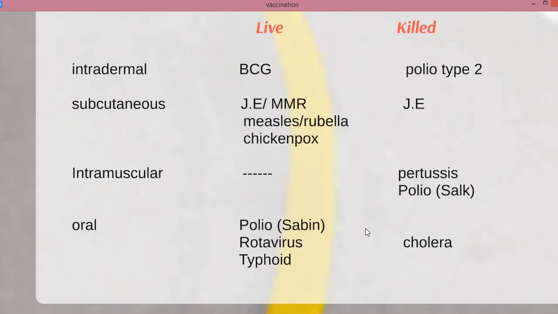Oral vaccines are mainly live. For example, polio, the Sabin type, rotavirus and typhoid are all oral and live. But there is one killed oral vaccine, which is the cholera vaccine.